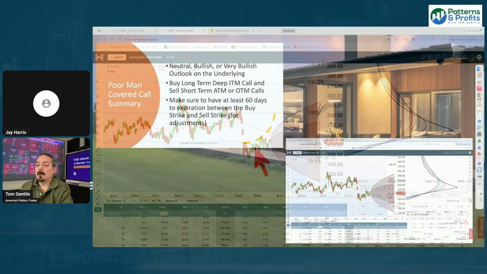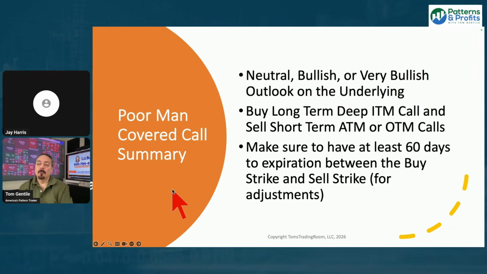So, summary: neutral, bullish, or very bullish outlook on the underlying. You can have either, depending on what you're looking at. And like Jay said, you could use other things to make that decision. Buy a long-term deep in the money call and sell the short-term, either at the money or out of the money calls are best. You want to make sure you have about 60 days between the buy and the sell. That way you're able to adjust it.